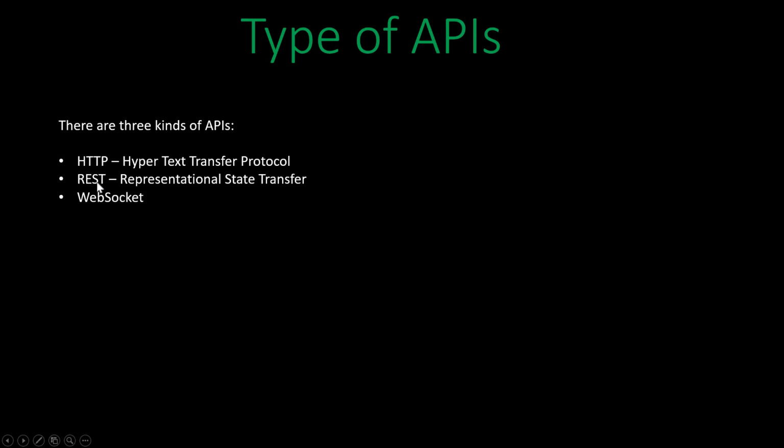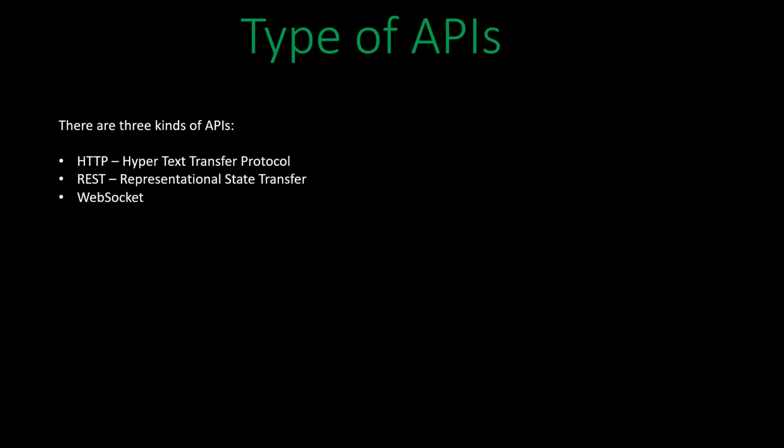Then another type is REST. REST is Representational State Transfer. It is an architectural style that defines a set of constraints for designing networked applications. It is a set of principles and best practices for creating scalable and stateless web services.